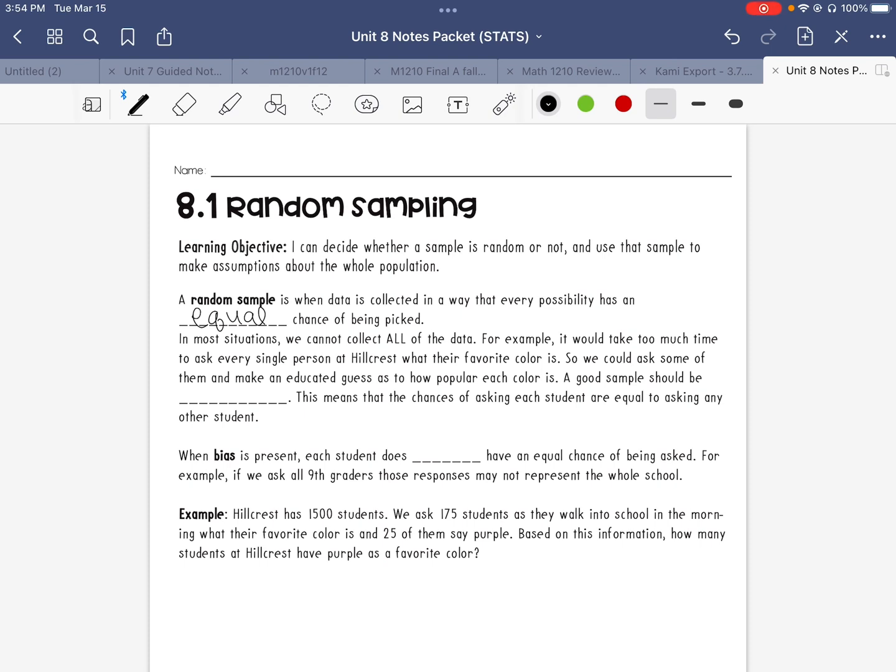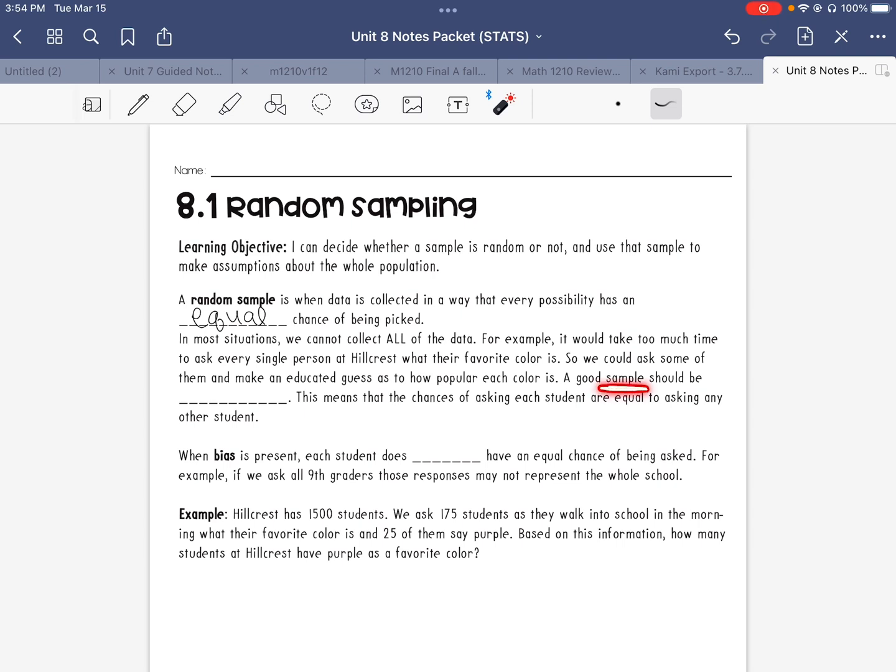Equal chance. In most situations, we cannot collect all of the data. It would take way too long to go around and ask every single person at Hillcrest High School what their favorite color is. So because of that, if we still want to have some idea, say we're trying to decide what color stickers we're going to sell, knowing all of our students' favorite colors may help us do that. So instead of asking every student, we take what we call a sample. So we ask some of them, and we make an educated guess based on that.